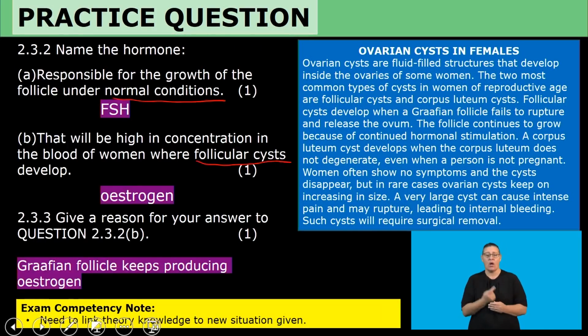So we are saying here, it's only for 1 mark. The reason why we are speaking about high concentration in the blood where follicular cysts will develop, estrogen will keep on being produced because the Graafian follicle does not reach a stage where it says, I am stopping to produce estrogen.